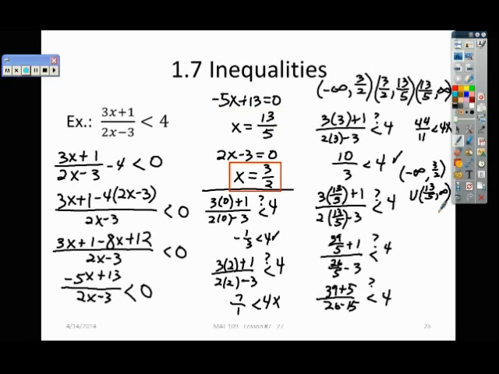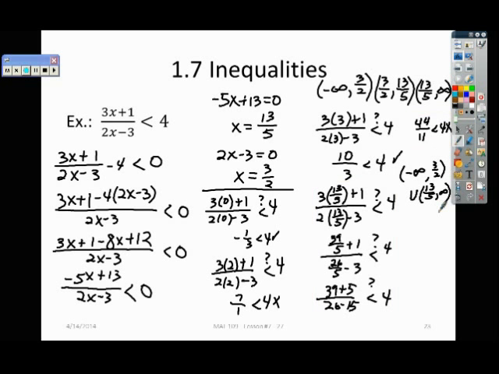Now this point was never going to work because it came from the denominator. So you don't really even have to check that one. But you do need to check that. Is it true or false when you plug it in? So plug that back in here. That's what I did here, and all of this was to get to here. And that said 4 was less than 4, which is false. So that point doesn't work either.